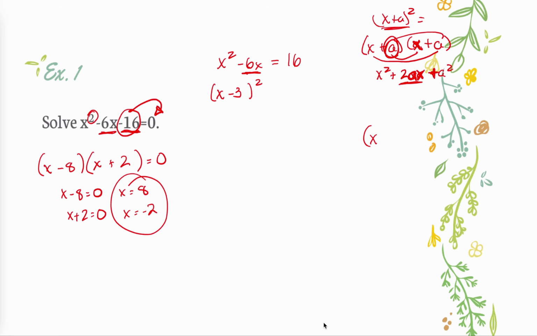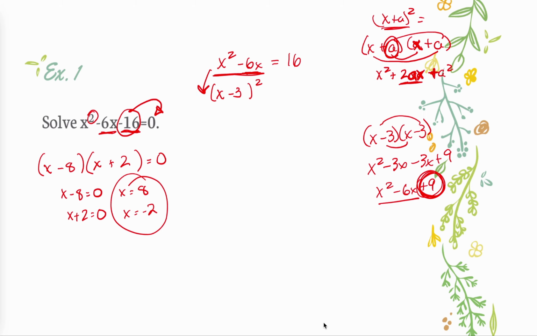So if I FOIL x minus 3 times x minus 3, that gets me x squared minus 3x minus 3x plus 9, which is x squared minus 6x plus 9. So there's our x squared minus 6x. But wait, we've got this extra plus 9. When we went from this step to this step, we added 9 here. So, in order to keep things balanced, just add 9 to the other side as well. This is going to be x minus 3 squared equals 25.